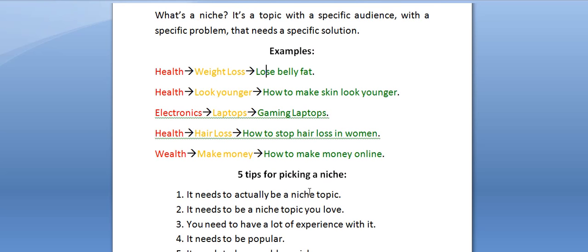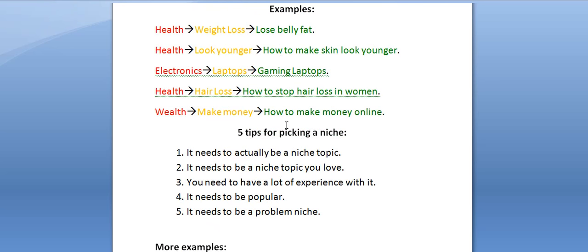Now, I just want to make one last thing clear, and that is you don't necessarily have to go into one of these niches that are listed here. These are just examples, just to help you pick out the niche. And if you have questions on that, please leave it below this video and I'll help you pick something out. But try to make sure that it sticks to the 5 tips that I talked about over here.